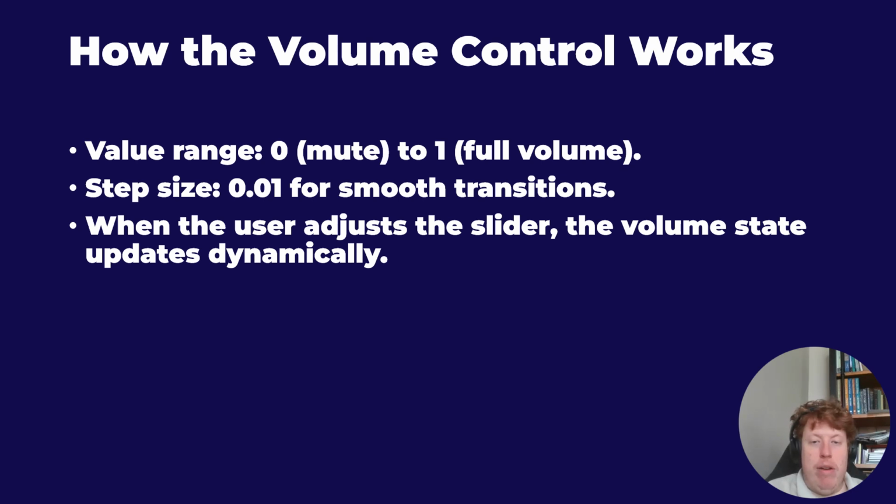The volume slider allows users to adjust the playback loudness without modifying system volume. It directly modifies the audio_ref.current.volume property. The slider's range is set from 0, mute, to 1, full volume, with a step size of 0.01 for finer control. When the user moves the slider, the volume state updates dynamically, ensuring smooth transitions.